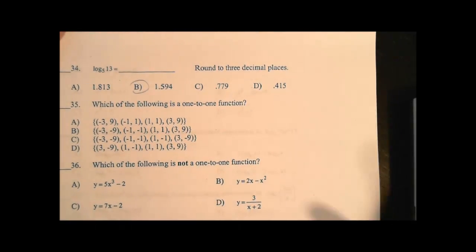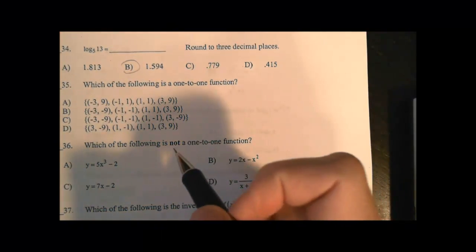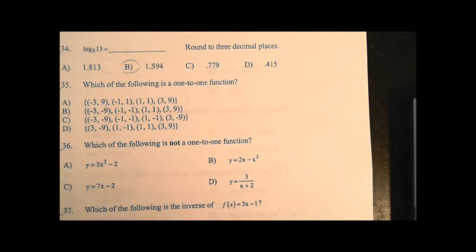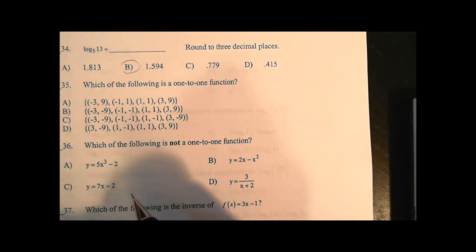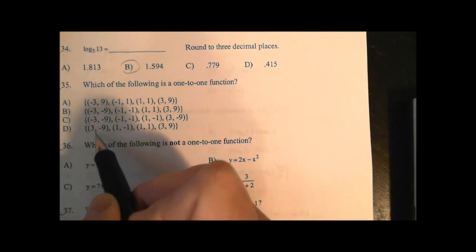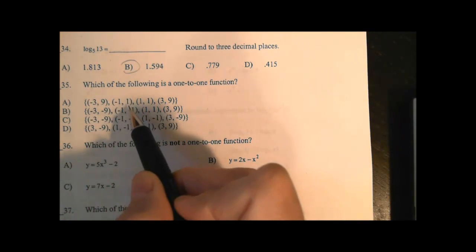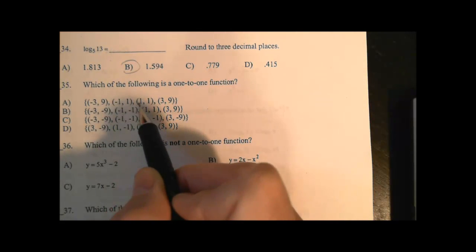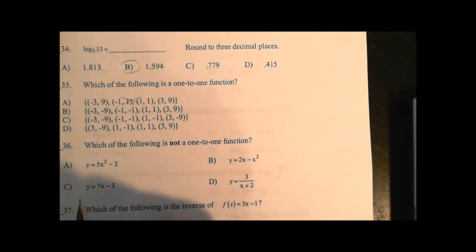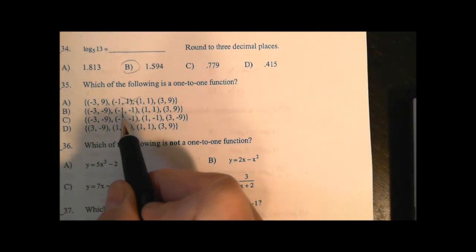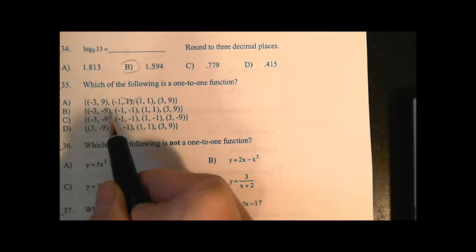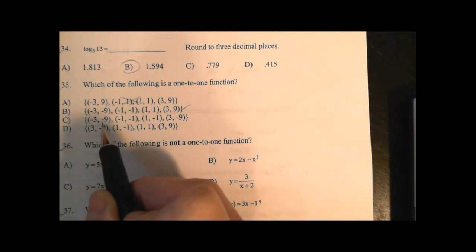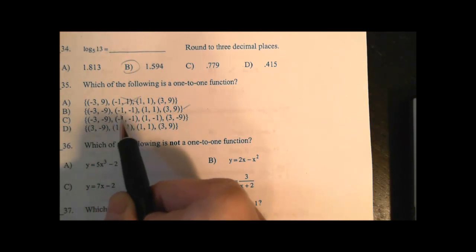Which of the following is a one-to-one function? Hopefully all these are functions. You could graph them and see which ones pass the horizontal line test. Let's see if any of these have a case where two different x's go to the same y. So, for example, I'm looking at these y values, looking for a match. Here are 2 y values the same, and 2 different x values go to this one. So this one's not one-to-one, whether it's a function or not. And again, let's see. This one looks good.